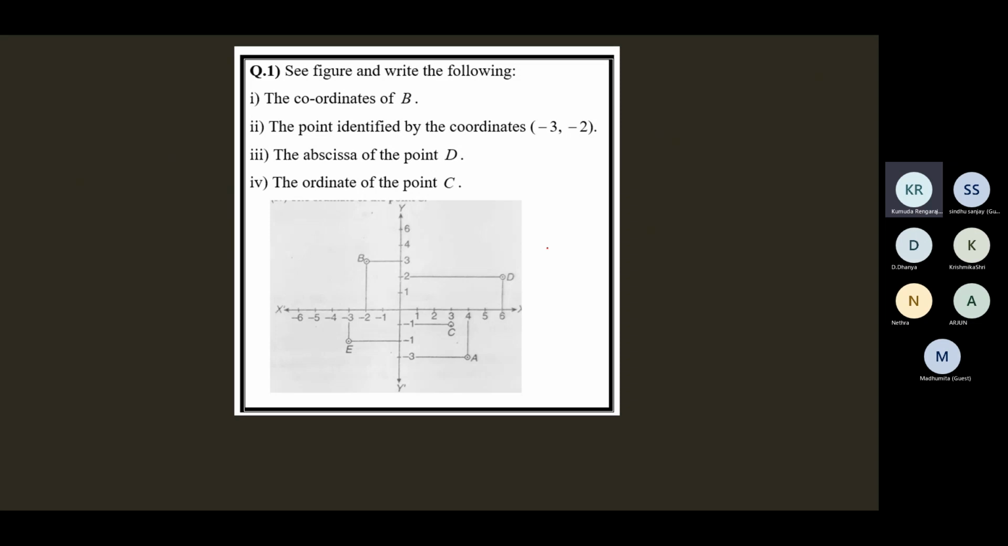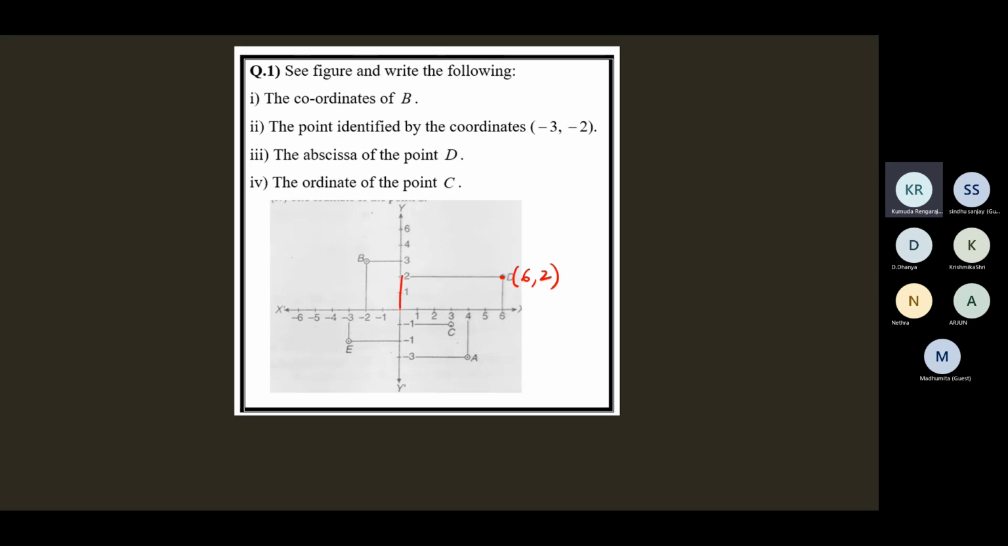Now let's take this point. What's the address of this point, children? What is the address of this point D? Okay, what are the coordinates of the point D? Answer. 6 and 2. Now let's understand.